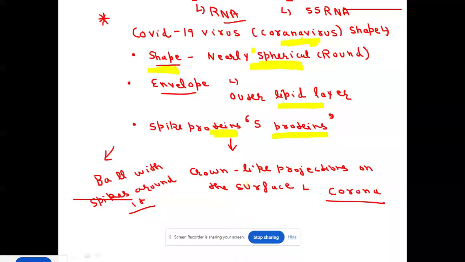And one more interesting thing, it has crown-like projections on the surface. That's why the name corona is given. So the COVID-19 virus looks like a ball with spikes around it. And one important question here: as a genetic material, what is there? RNA is there, not DNA, remember. And that RNA is single stranded RNA.